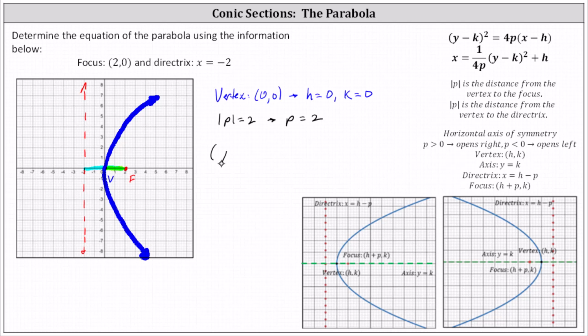The equation is the square of y minus 0 equals 4p, or 4 times 2, times the quantity x minus 0. Simplifying, we have y squared equals 8x, or if we want to, we could multiply both sides by 1/8 and write the equation as x equals 1/8 y squared. These two equations are equivalent.